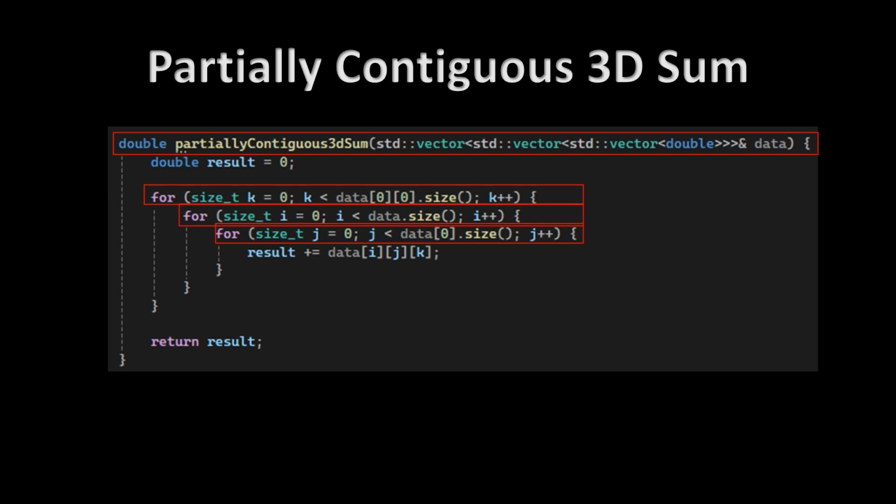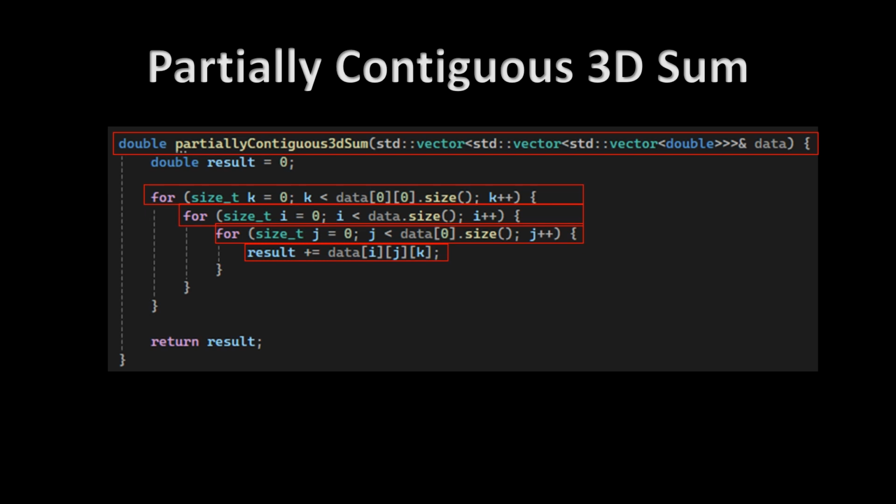By placing the i loop before the j loop, the function ensures that elements along the first dimension are accessed contiguously within each iteration of the k loop. However, the k loop still forces jumps across larger memory strides, as the data along the third dimension is not guaranteed to be adjacent. Therefore, while cache utilization is better than the non-contiguous 3D sum, it is not optimal.